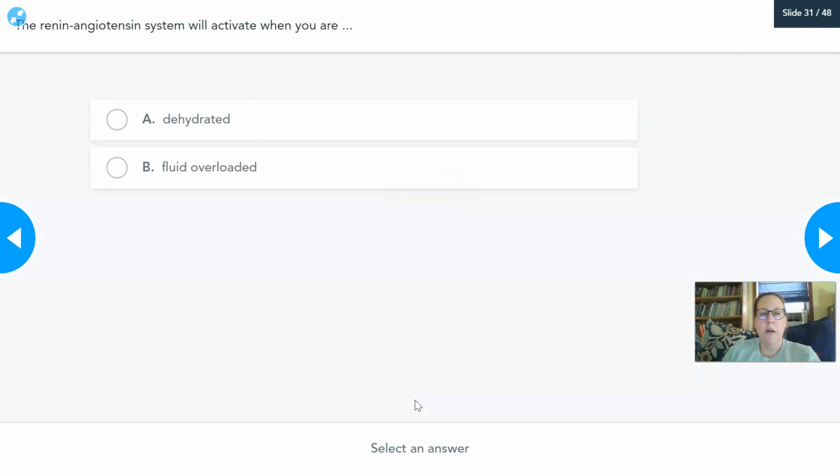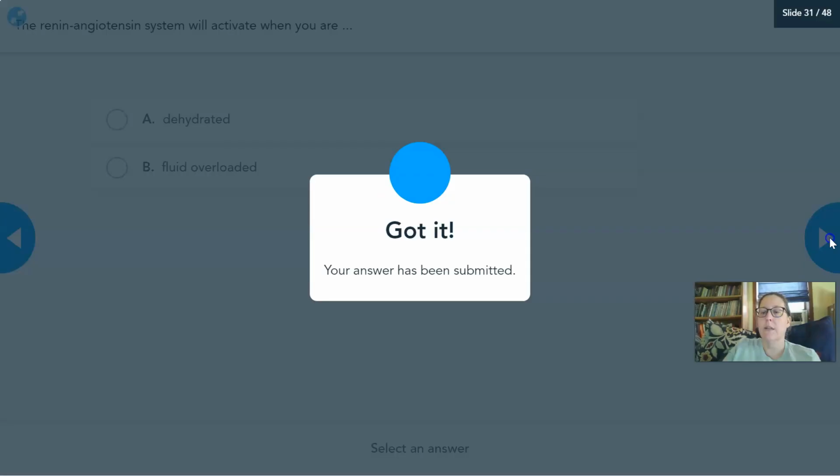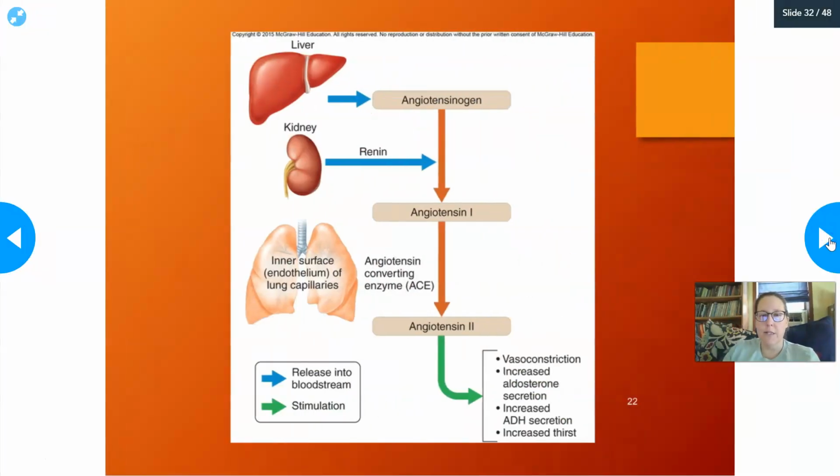So your renin-angiotensin system, would it activate when you are dehydrated or fluid overloaded? If you go back and think about it for a second, what does it do? What activates it? And then maybe connect the dots.